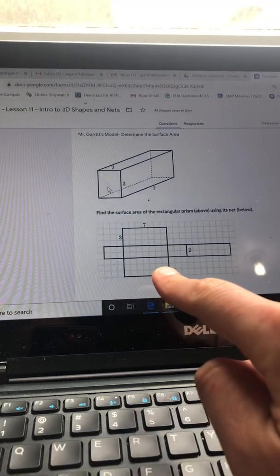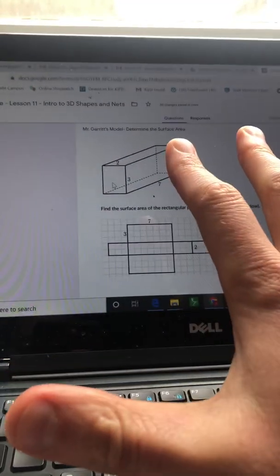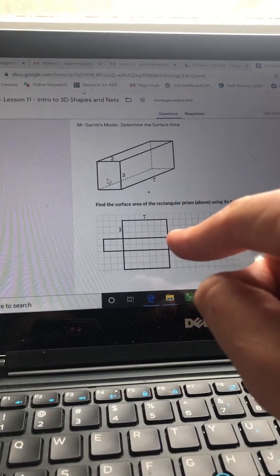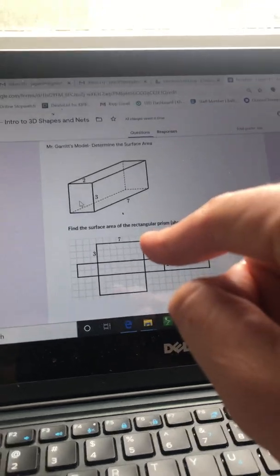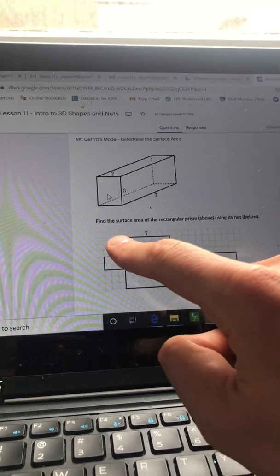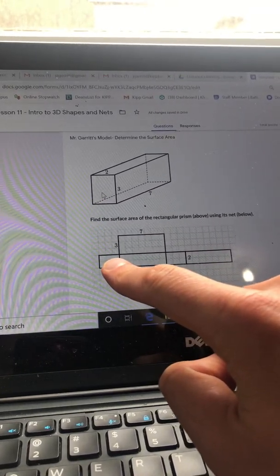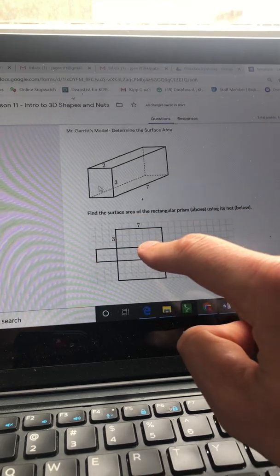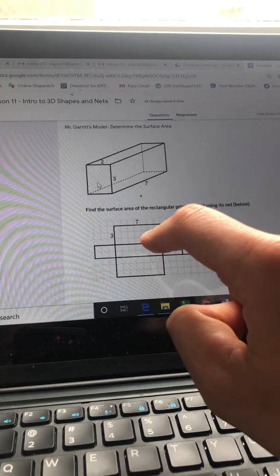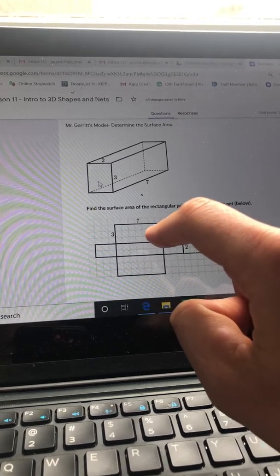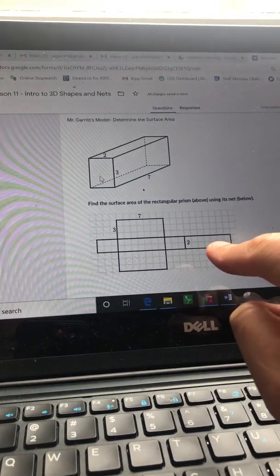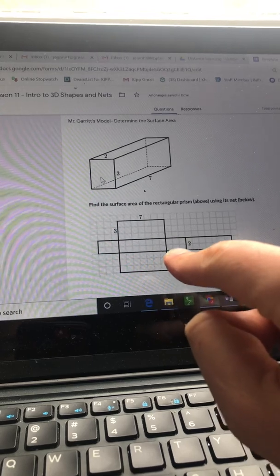This is a net, which is this shape unfolded. A lot of students like to use this to help them find the surface area. So we're going to do that to start here. So let's take a look here. This front here is also this front. This side here is this side. This top here is this top. This bottom is this bottom. This is the back. And this is the top again. So this allows us to be able to see this down on paper.